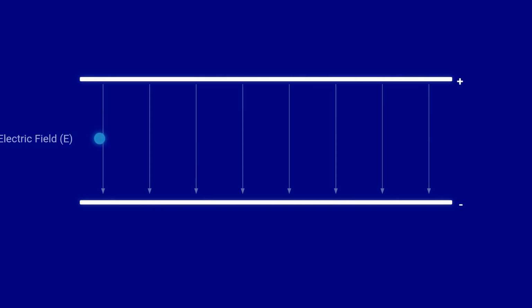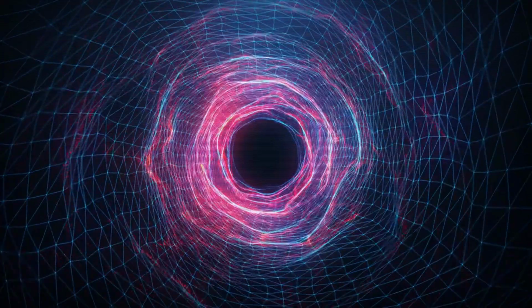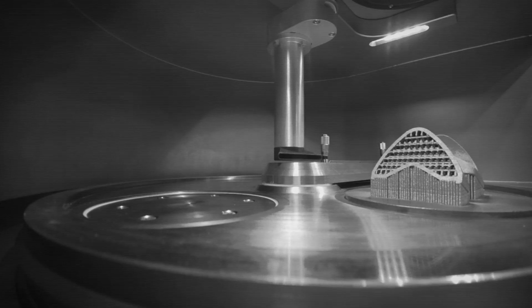After clicking Calculate, the calculator determines the acceleration of the electron in the electric field. This acceleration value tells us how rapidly the electron's velocity changes due to the electric force acting on it. Engineers use this fundamental calculation when designing electron beam systems, cathode ray tubes, and particle accelerators.